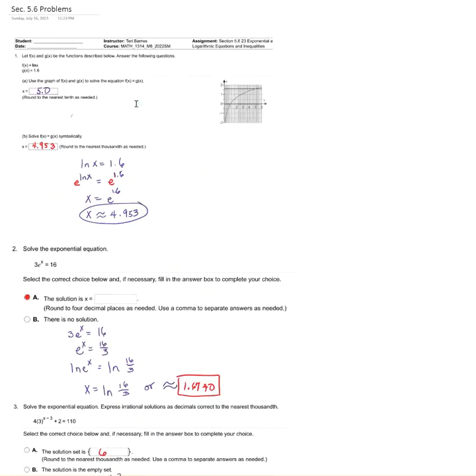All right, let f of x and g of x be the functions below. Answer the following questions. Use the graph to solve the equation. Where is f of x equal to g of x? Well, if you're just looking at the graph, and I can't make that little thing bigger, but it looks like they intersect at x equals 5.